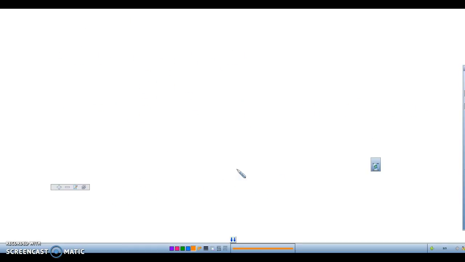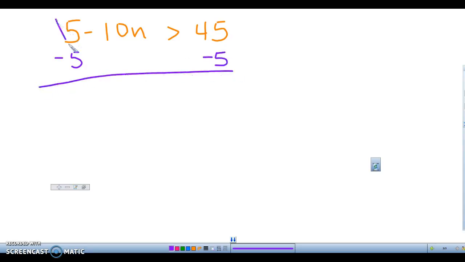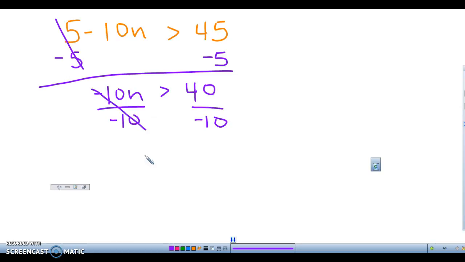Try this next one on your own. We'll do 5 minus 10n greater than 45. Okay, so I should start by subtracting this 5 off both sides so that these cancel, and I'll have negative 10n is greater than 40. Then I need to divide both sides by negative 10. Because I'm dividing by a negative, the sign flips. And my answer is n such that n is less than negative 4.